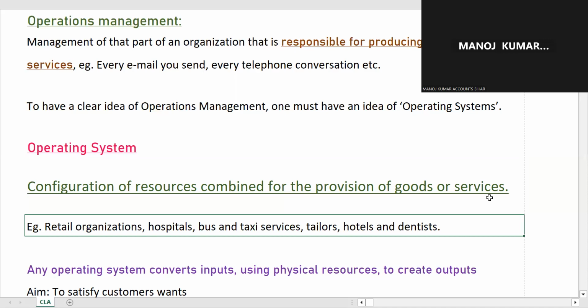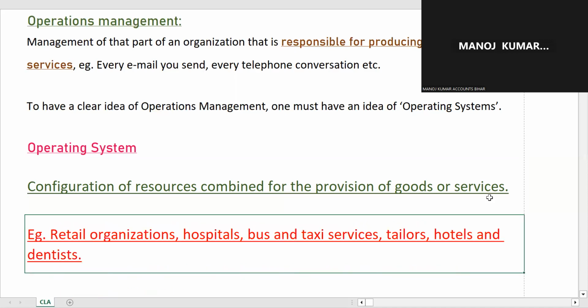So for example, operating system examples you can see here: retail organizations, hospitals. Okay, retail organizations is basically your supermarket, things like that. Okay, it's a configuration of resources, right? They have kept all resources using that configuration where they have kept all items. Okay, you have to just go see the price and buy it, right? And then you go for billing. So all that is the configuration of resources.